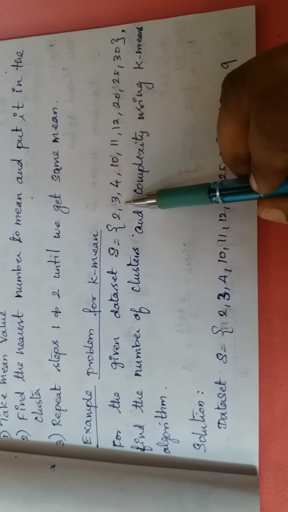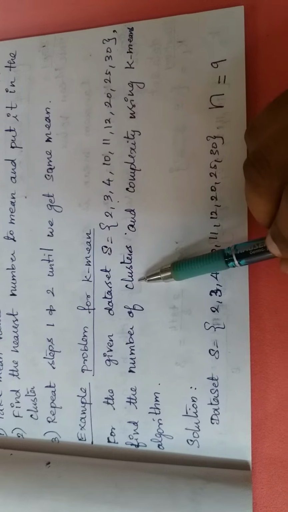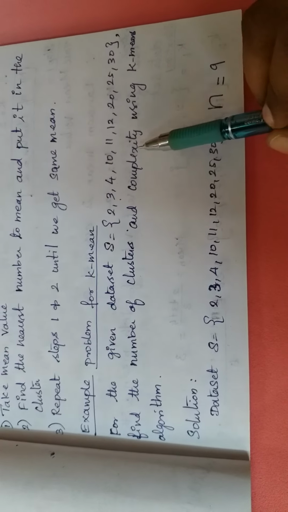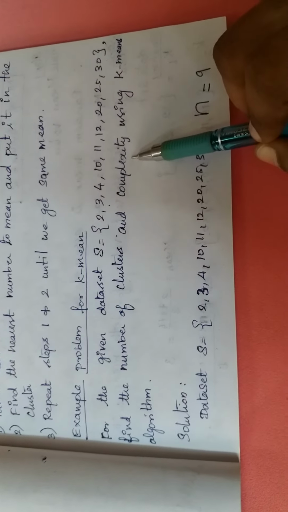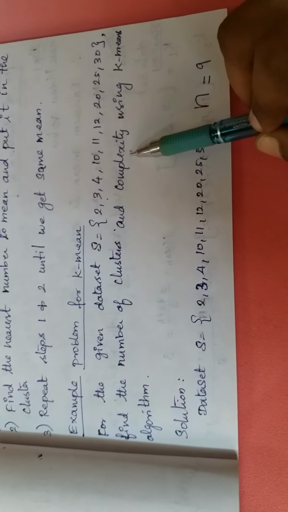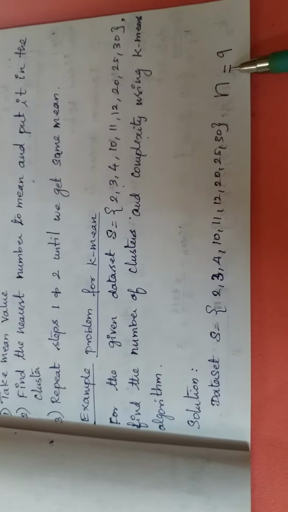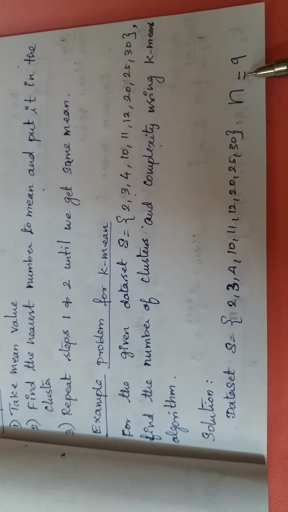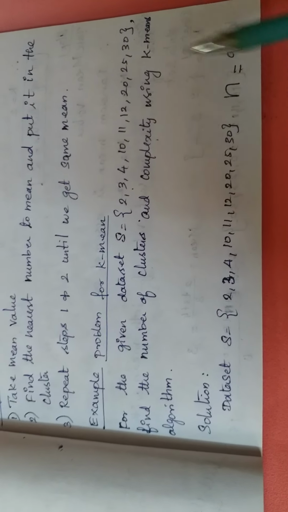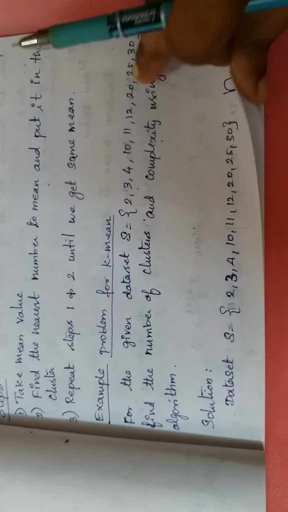From this data set, now I am going to identify how many clusters I can make here and what is the complexity of this data set. So for this, first we have taken the data set and we have got the number of data objects in your data set. So it is going to be 9. So now let us start the problem. How is it going to be solved?